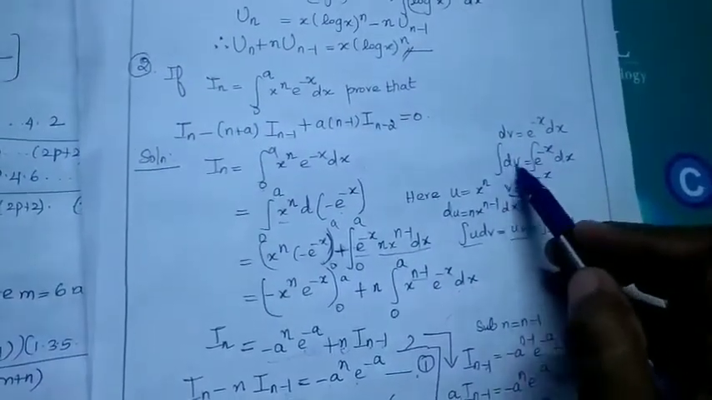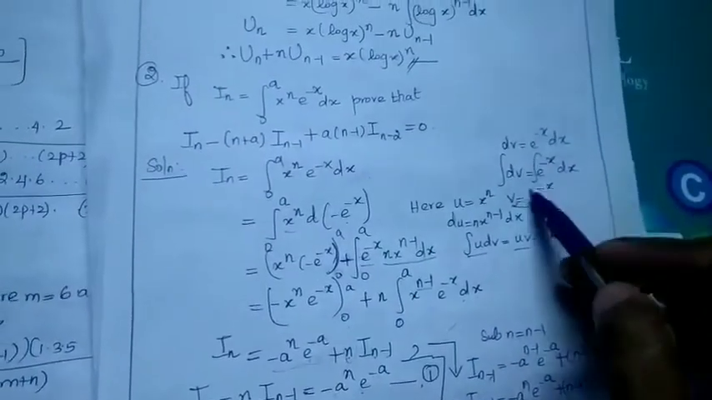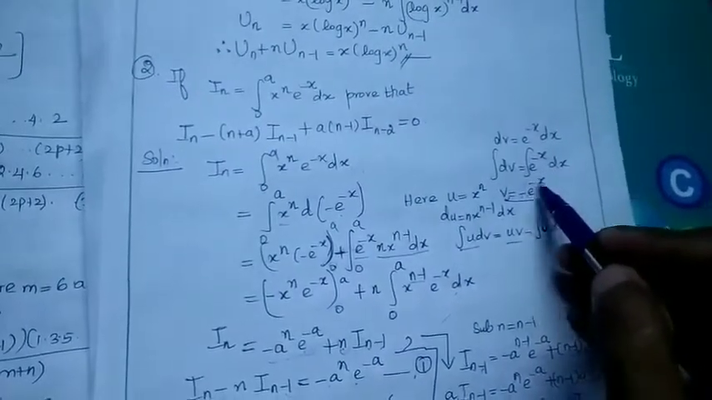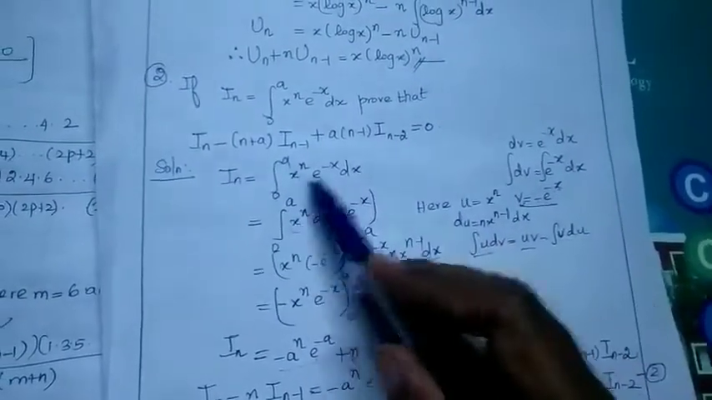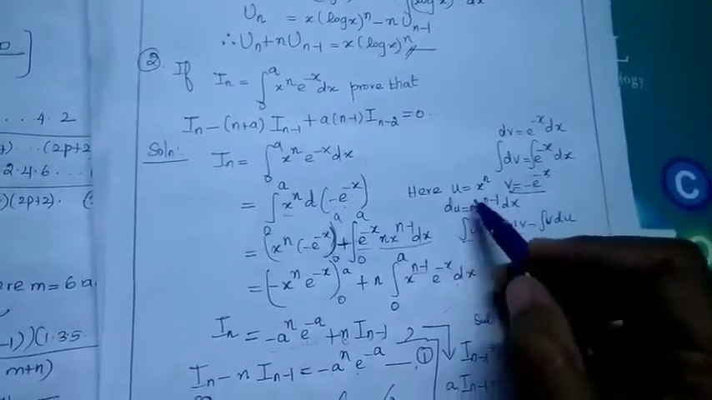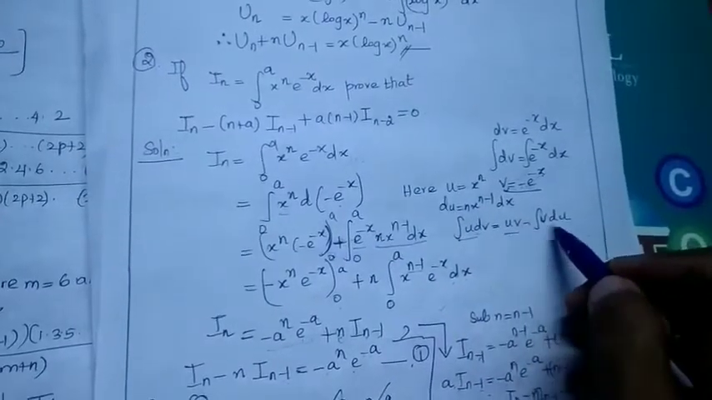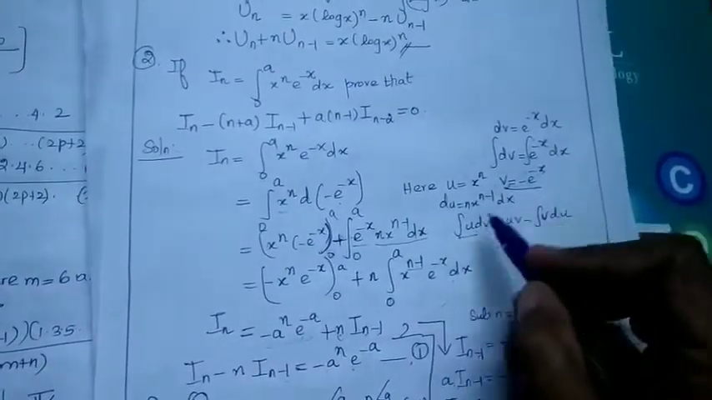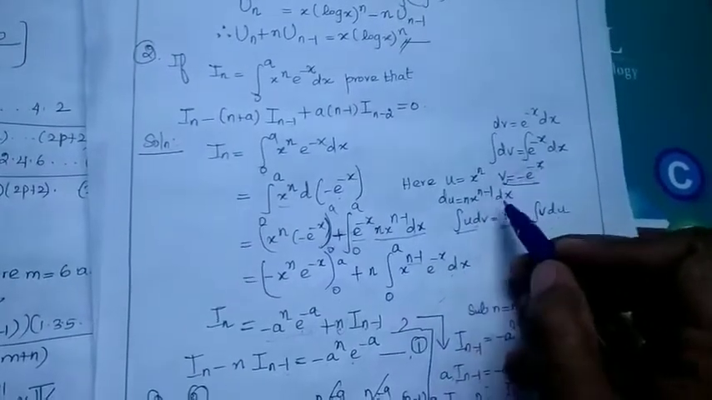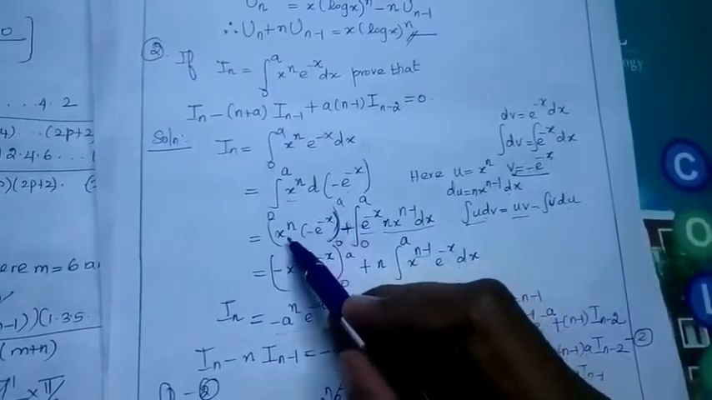So when you integrate dv, integral dv is nothing but v. So directly you can get v. Right hand side also integrate. E^(-x) integration is minus e^(-x). So this is your v. u is x^n and v is minus e^(-x). You know the formula for it: integral u dv equals uv minus integral v du. What is your u? u is x^n. du is n x^(n-1) dx.